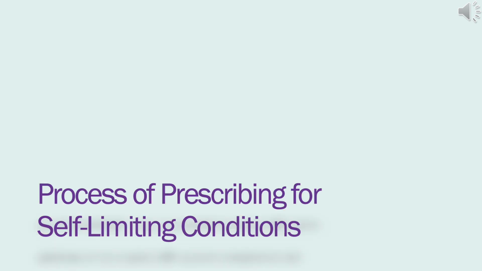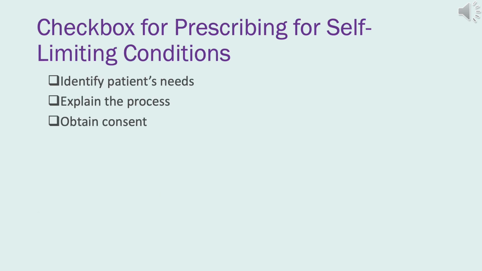Last but not least, let's look at the process of prescribing for self-limiting conditions. It's helpful to develop a process for prescribing for self-limiting conditions. This process can begin with identifying the patient's needs. Then explain the process. You could say, for example, as a pharmacist, I am able to prescribe medications such as this drug for your specific condition. We would need to sit down in private for about 10 to 15 minutes. Your input is important so we are able to determine the best course of action for you, which may involve a prescription. In this process, ensure that you obtain consent from the patient for an assessment.